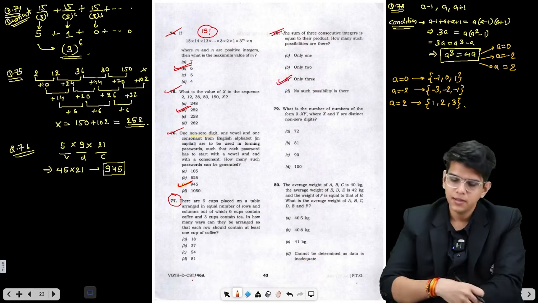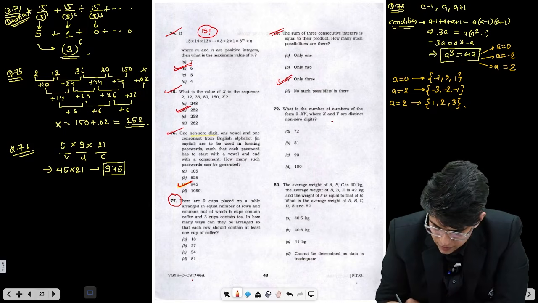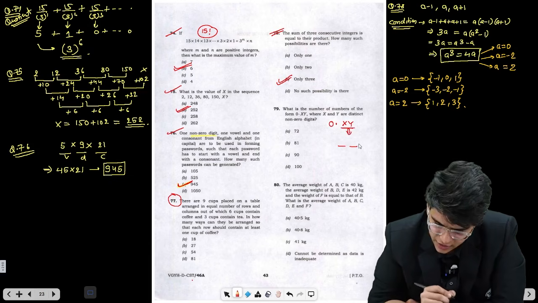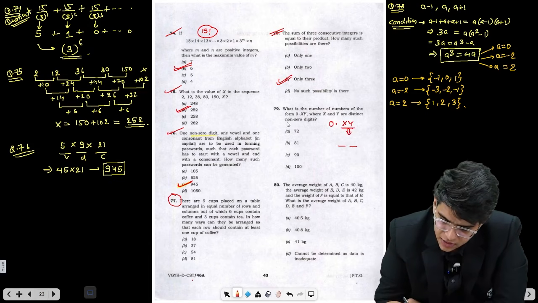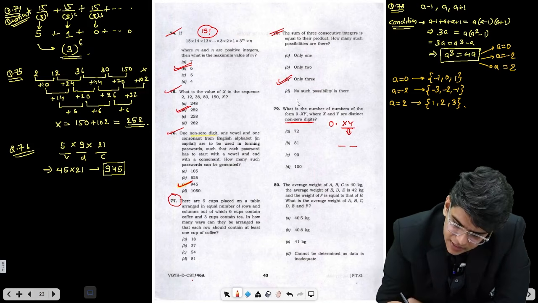Okay. Now what is the number of form 0.xy? Now here xy में there are possibilities. Suppose first or second digit है ना, where x and y are non-zero, distinct digits. How many possibilities are there?